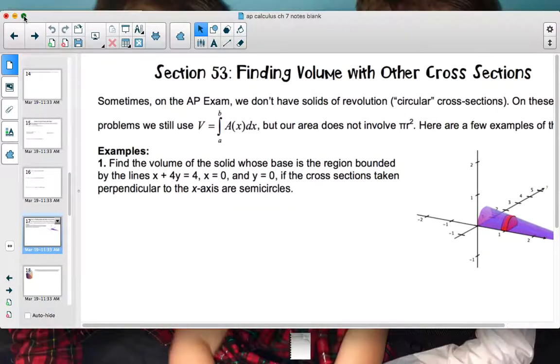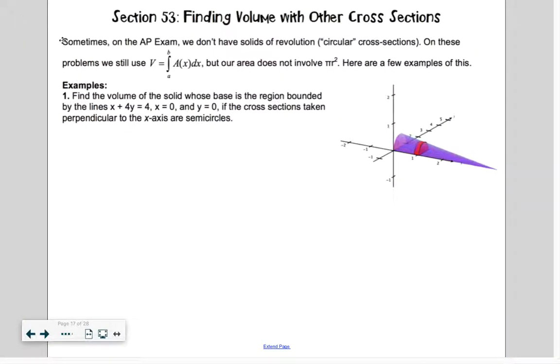Section 53 is on finding volume with other cross sections. So as we just talked about, not everything is a solid of revolution, as we call it. So they're not all going to be circular cross sections. Sometimes we have other things.